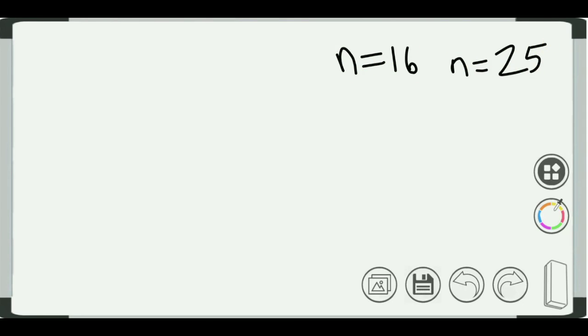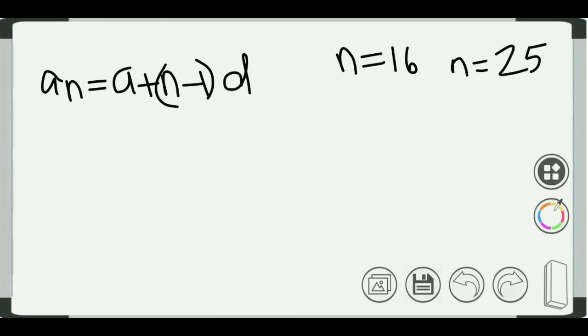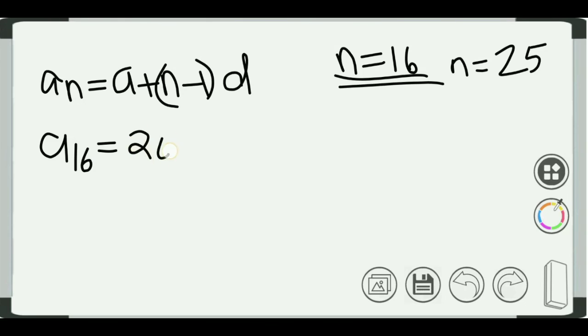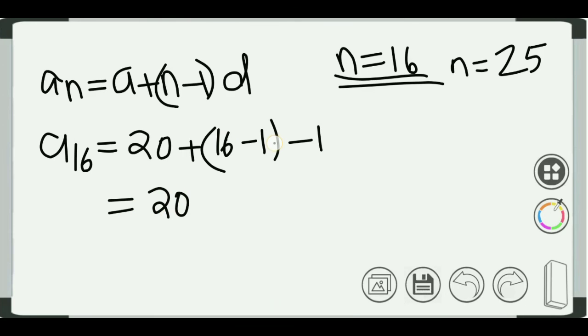First of all, we'll check by putting this n value in the nth term formula. Okay, nth term. What is the nth term? a_n is equal to a plus n minus 1 into d. So now I am substituting n is equal to 16. Okay, so a16 is equal to, a is what? 20 plus 16 minus 1 into d, d is minus 1. So if I solve this one, 16 minus 1 is 15, 15 into minus 1 is minus 15, 20 minus 15 I am getting as 5.